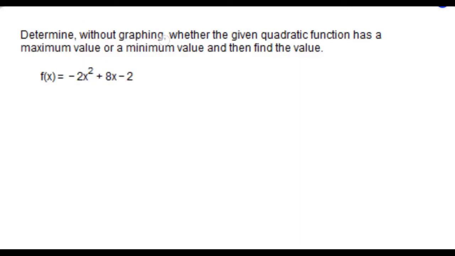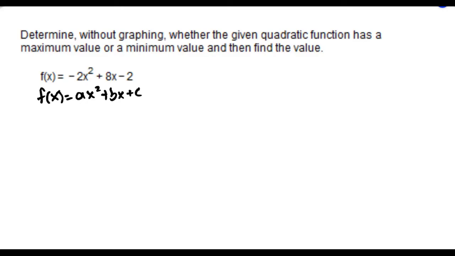Determine without graphing whether the given quadratic function has a maximum value or a minimum value, and then find the value. We're given the function f of x equals negative 2x squared plus 8x minus 2. This quadratic function is written in general form. General form is f of x equals ax squared plus bx plus c.